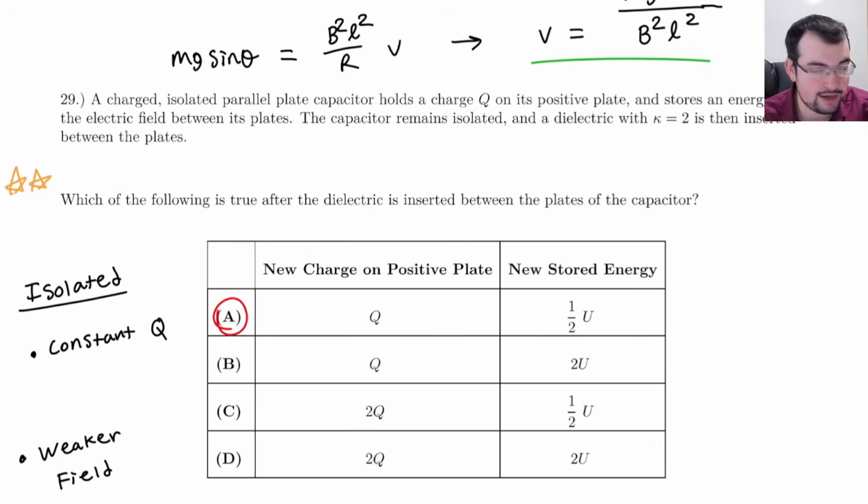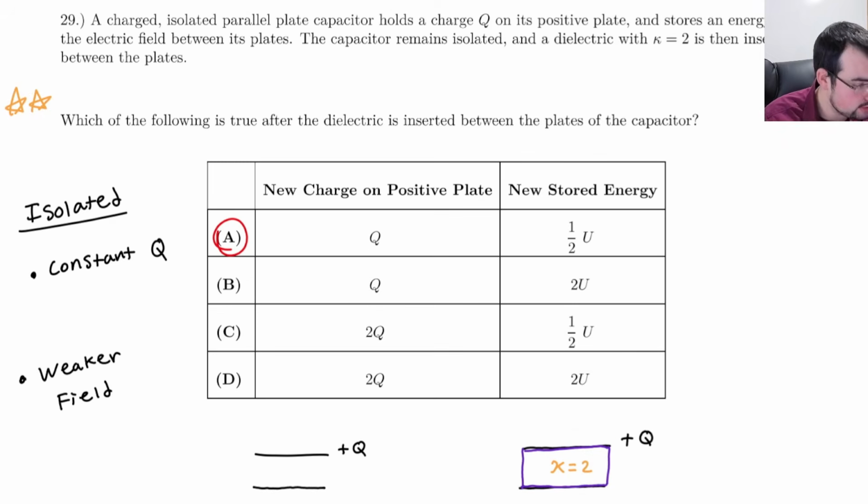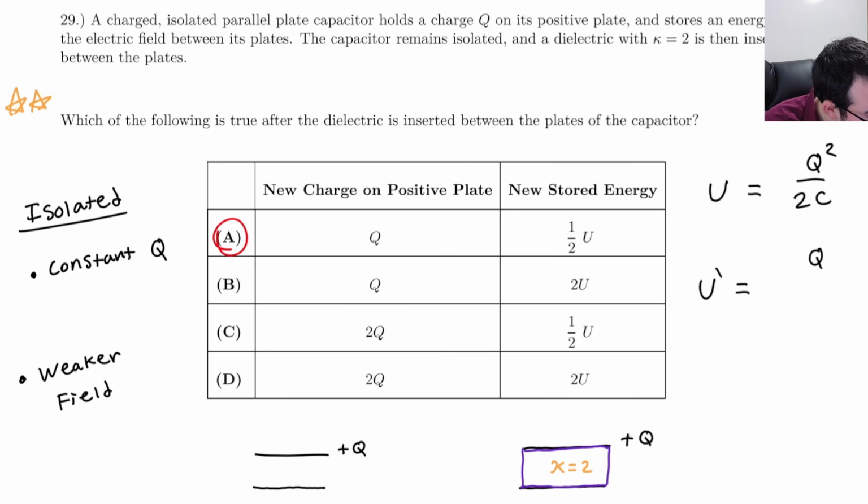Now here's how you do it analytically. Since we have constant Q, I would use this capacitor energy storage formula. So my new U would be Q squared over 2C, except I am doubling the capacitance because that is what a dielectric does. A dielectric increases capacitance by that constant. So that's where you get quantitatively the 1/2. I'd use Q squared over 2C for that.